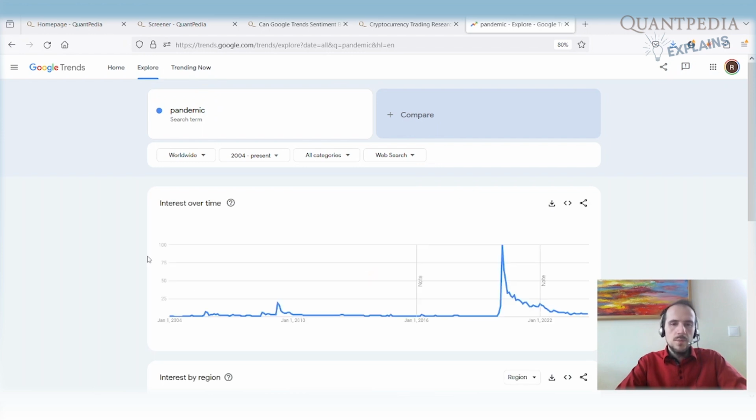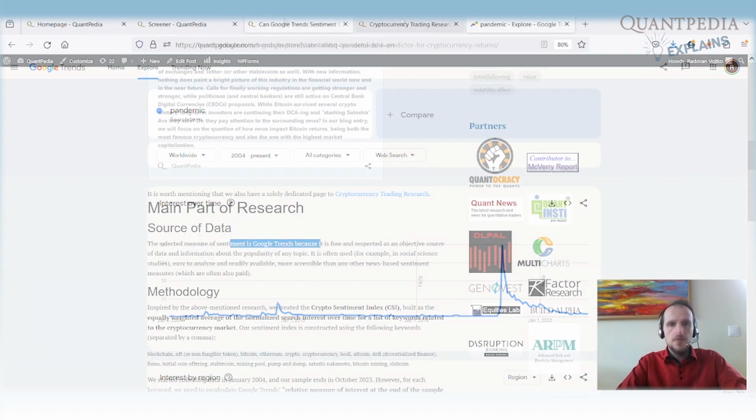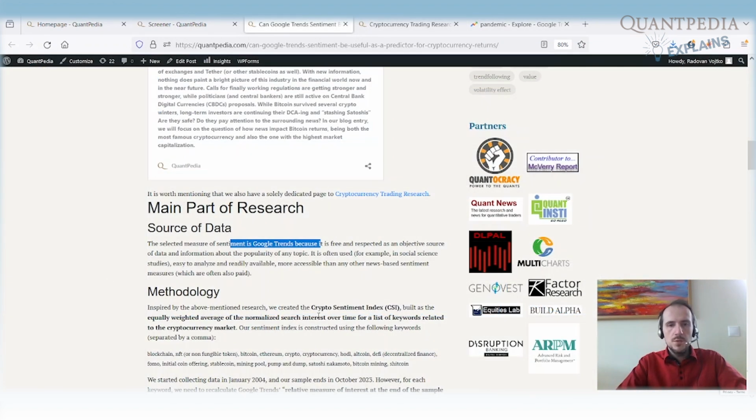So here, in the case of pandemic, we can see how much the word pandemic was searched on the internet. It has several peaks. One peak is in 2005, one peak is in 2009, and one peak is in 2020, of course, the COVID crisis. So we can use this tool and search for keywords that are related to cryptocurrencies. From those keywords, we can build the crypto sentiment index.